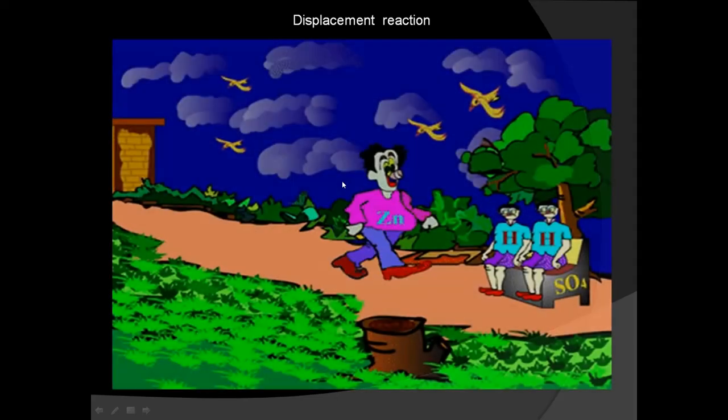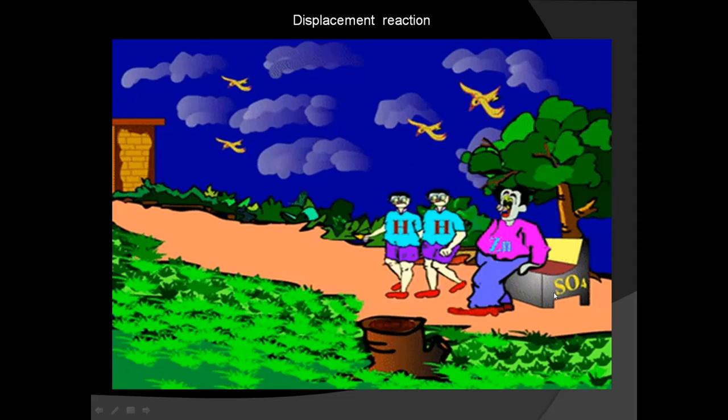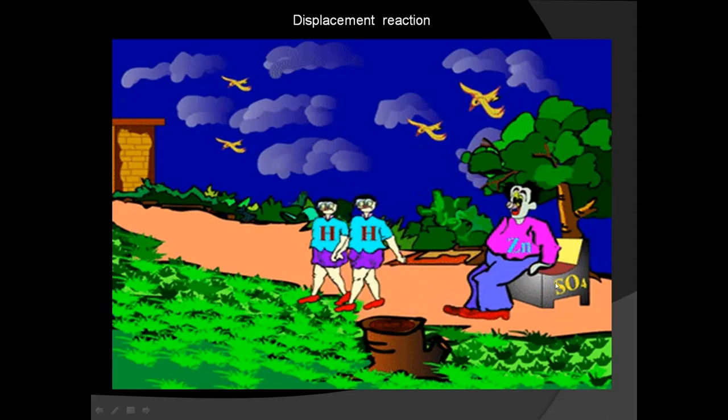Next, till now we have learnt about combination reaction and decomposition reaction. Let us move on to the third type of reaction, that is displacement reaction. What is this displacement reaction? Very nice, interesting cartoon here. You can see hydrogen and sulfate. Hydrogen is sitting on the sulfate chair.